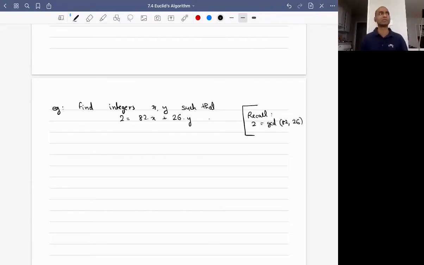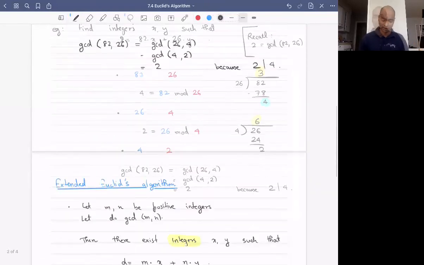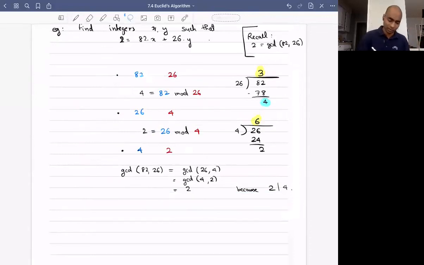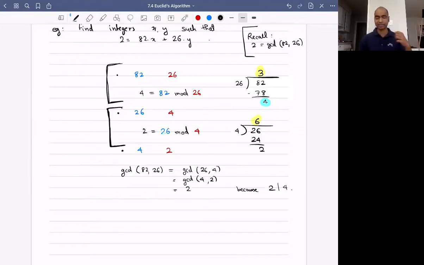The first thing we need to do is to run the standard Euclid's algorithm. Because I already ran it above, let me copy it. So this was the Euclid's algorithm we ran. We first started with 82 and 26. These were the two numbers that are given to me. Then I found that 4 was the remainder. Then I replaced 82 and 26 with 26 and 4. And those became my two numbers. And then I found the remainder again, and the remainder turned out to be 2. Then 4 and 2 became my new numbers. And my algorithm stopped at that point.